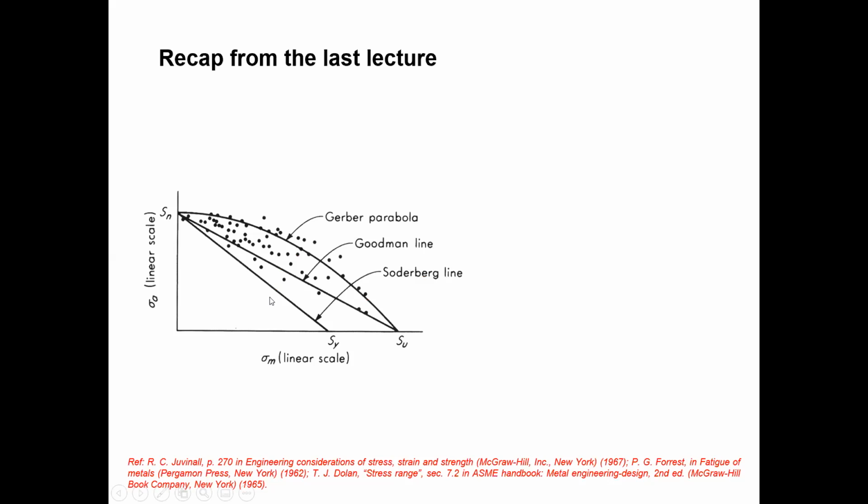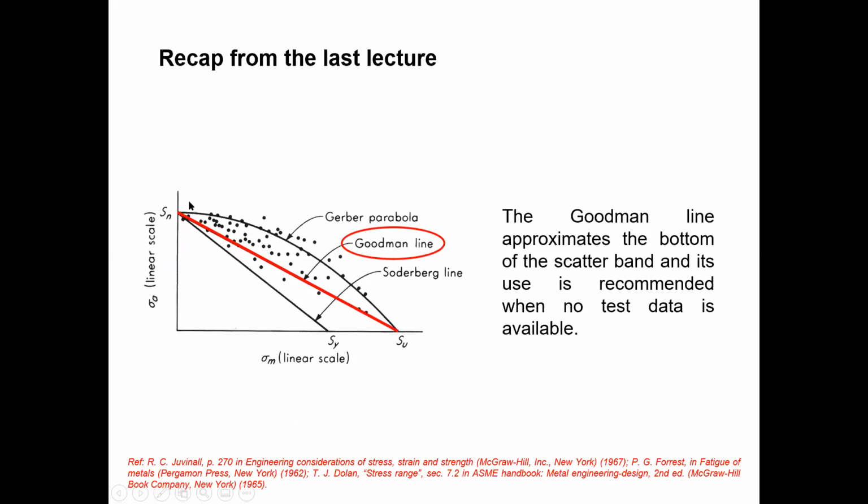We can predict using this particular line. Different approaches explain this, but the Goodman line is a better one, as I told you. The x-axis is the mean stress. If the alternating stress is 0, this is like a tensile test, and this is fully reversed loading, where only alternating stress is applied. If both are together, you need to consider the Goodman line.